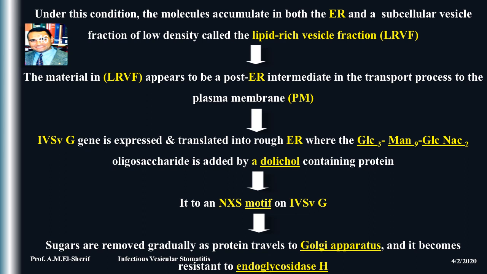mannose and glucose oligosaccharide is added by a dolichol-containing protein. It is an NXS/T motif on Indiana vesicular stomatitis virus G protein. Sugars here are removed gradually as the protein travels to the Golgi apparatus, and it becomes resistant to endoglycosidase H.